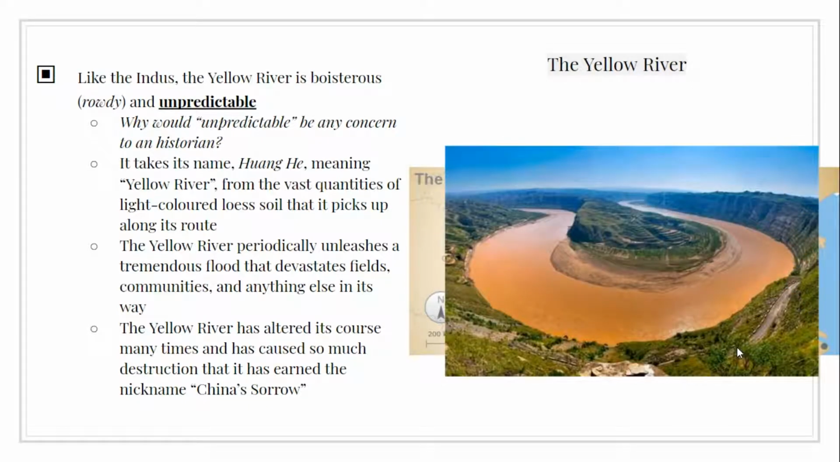This is a modern day rendition of what the Yellow River looks like, and it has a little yellowish hue to it. So the Yellow River periodically unleashes a tremendous flood that devastates fields and communities and anything else that's in the area.